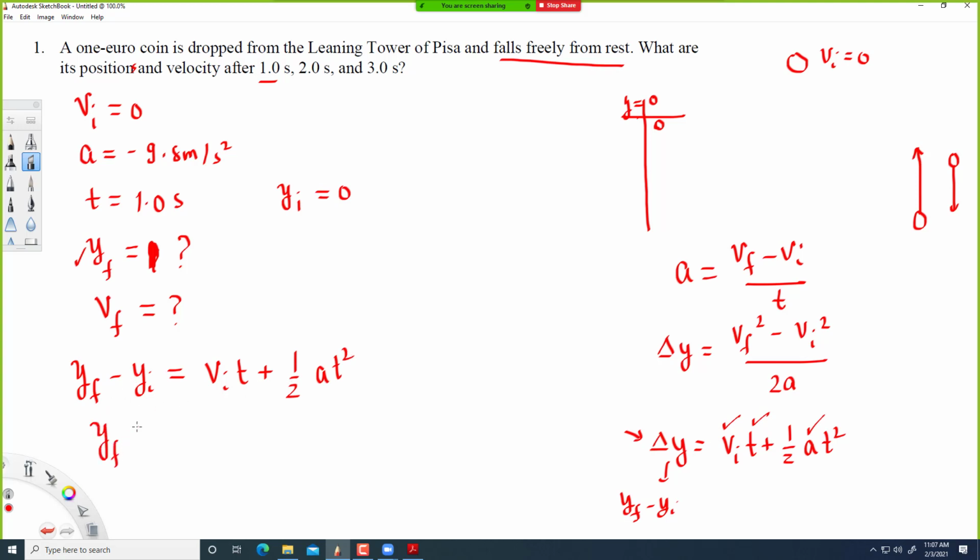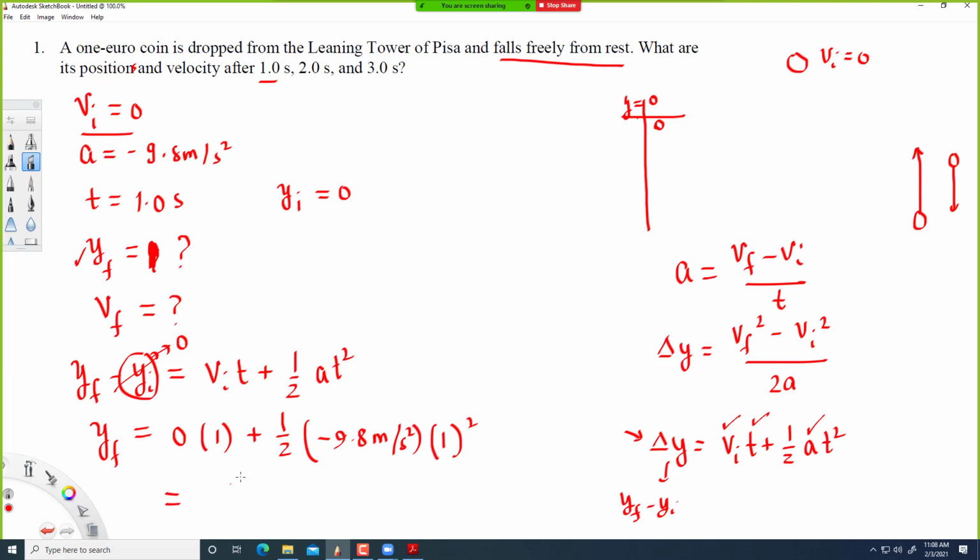Y final is equal to, so this thing is 0 because it starts from the 0 position. Okay, so that's 0. So the initial is also 0, starts from rest. Okay, that's what we have here. Time is 1 second plus 1/2 a is negative 9.8 meters per second squared, and t is 1 second.